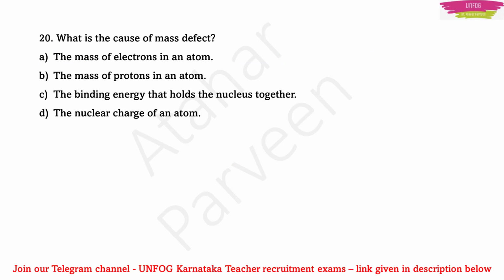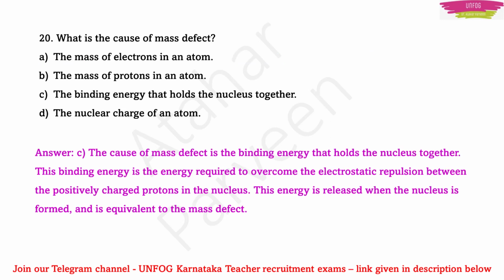What is the cause of mass defect? Of course, binding energy. The cause of mass defect is the binding energy. This will hold the nucleus together, and this is the energy which is required to overcome electrostatic repulsion between positively charged protons in the nucleus. That also you can say. Okay. Now this energy is released when nucleus is formed and is equivalent to the mass defect. All points came here.